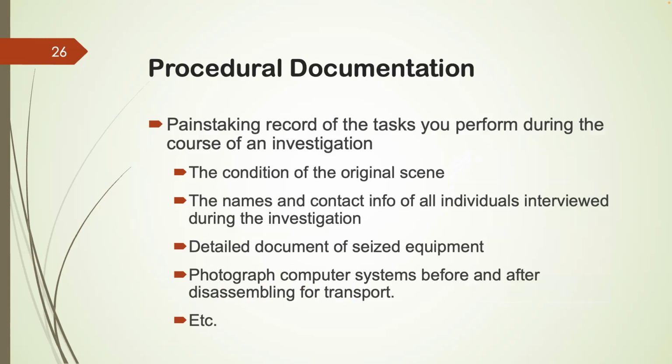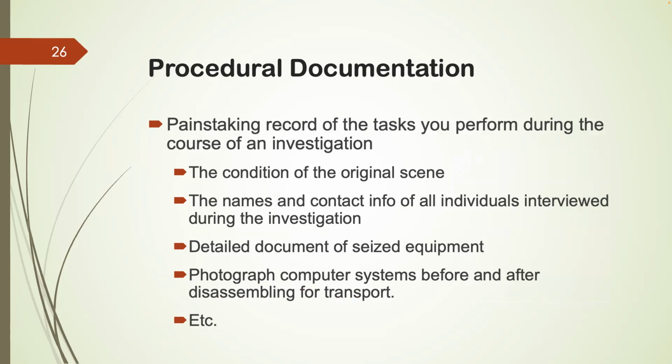The next is the procedural document. The procedural document is basically documenting the whole crime scene: when you went there, what the condition of the original scene was, whether there was one laptop, one PC, whether there was any mobile or not, and the names and contacts of the individuals that you interviewed. For example, if you go to a company or a crime scene, you will be interviewing some people, like whose laptop it is, who was the person using this machine, and so on. You have to document all of that.